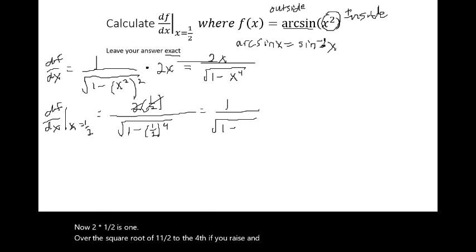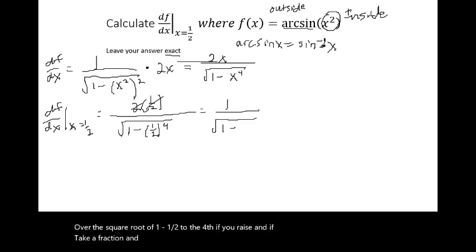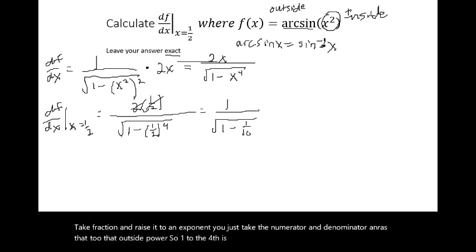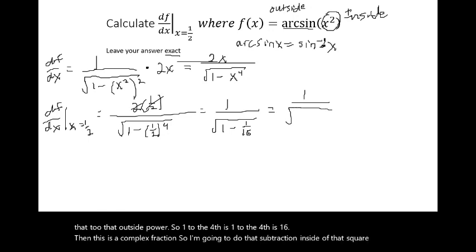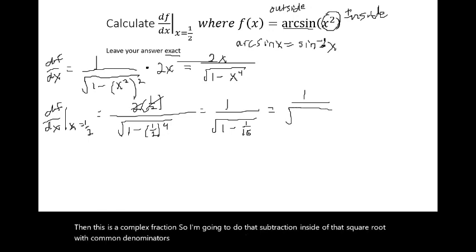If you take a fraction and raise it to an exponent, you just take the numerator and denominator and raise that to that outside power. So 1 to the 4th is 1, 2 to the 4th is 16. Then this is a complex fraction, so I'm going to do that subtraction inside of that square root with common denominators. So 16 over 16 minus 1 over 16 is 15 over 16.